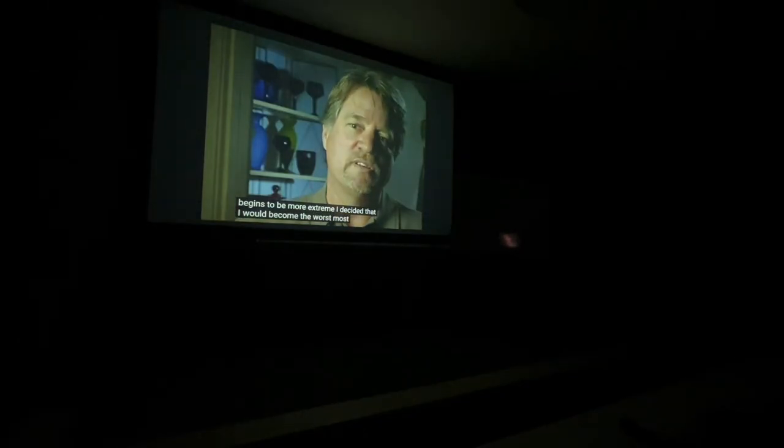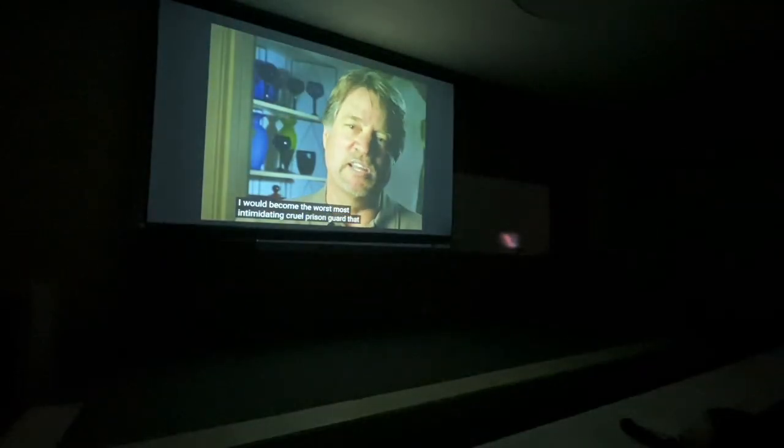On the first day, I said, this is not going to work. And the guards felt awkward giving orders. They'd say, okay, line up, repeat your numbers, and the prisoners started giggling. And then a very interesting thing happened. Dave Eshelman, who the prisoners named John Wayne, the Wild West cowboy, begins to be more extreme. I decided that I would become the worst, most intimidating, cruel prison guard that I could possibly be.